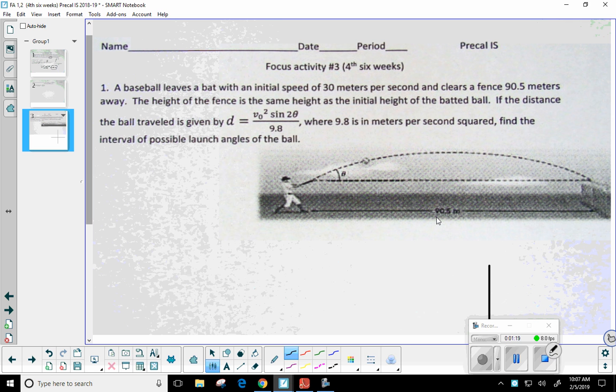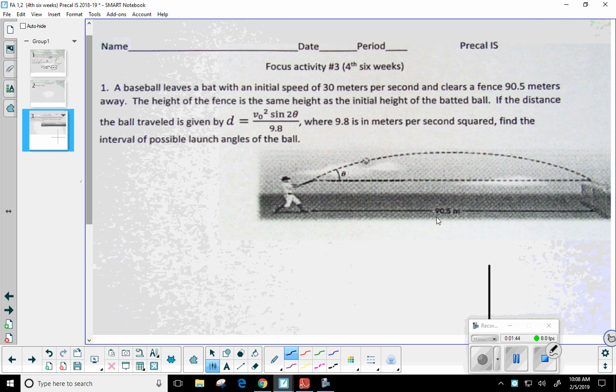It says a baseball leaves a bat with an initial speed of 30 meters per second and clears a fence 90.5 meters away. The height of the fence is the same height as the initial height of the batted ball. If the distance the ball traveled is given by d equals v naught squared times sine of 2 theta over 9.8, where 9.8 is in meters per second squared, find the interval of possible launch angles of the ball.